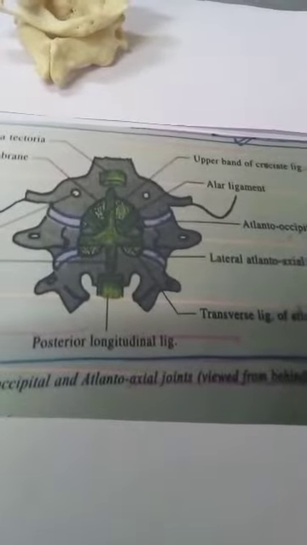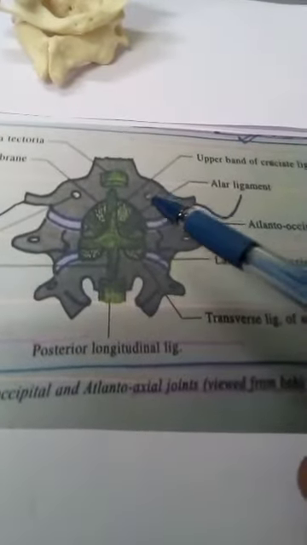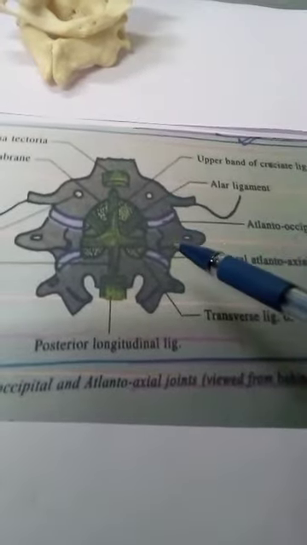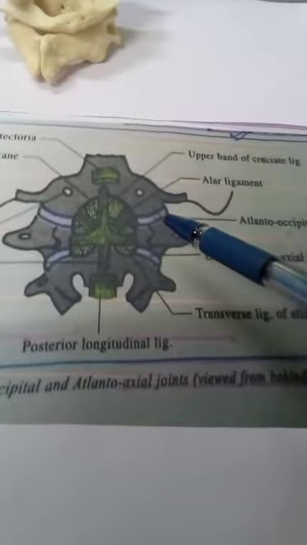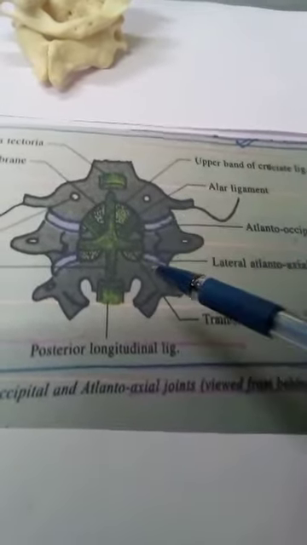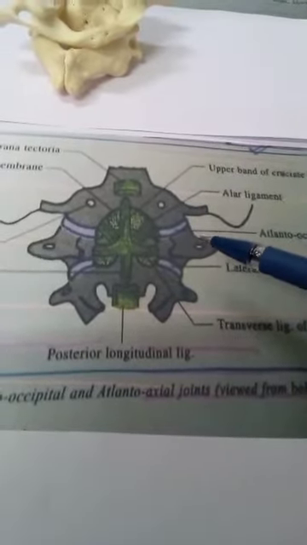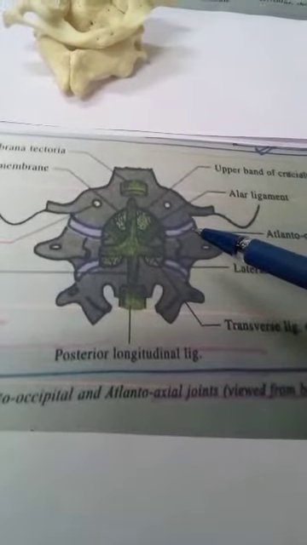Now, let us know the atlanto-occipital joint. In this picture, this is the occipital bone, this is the atlas, and this is the axis. This joint is the atlanto-occipital joint, and this joint is the atlanto-axial joint. Now, we will talk about the atlanto-occipital joint.